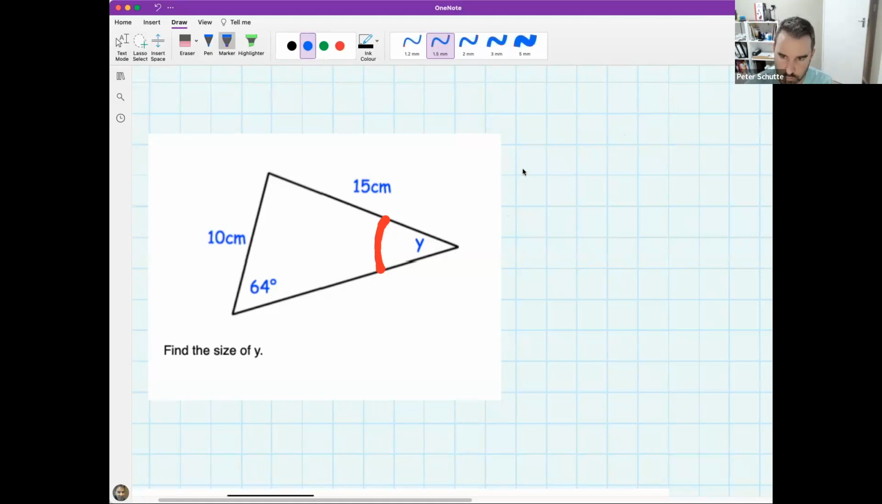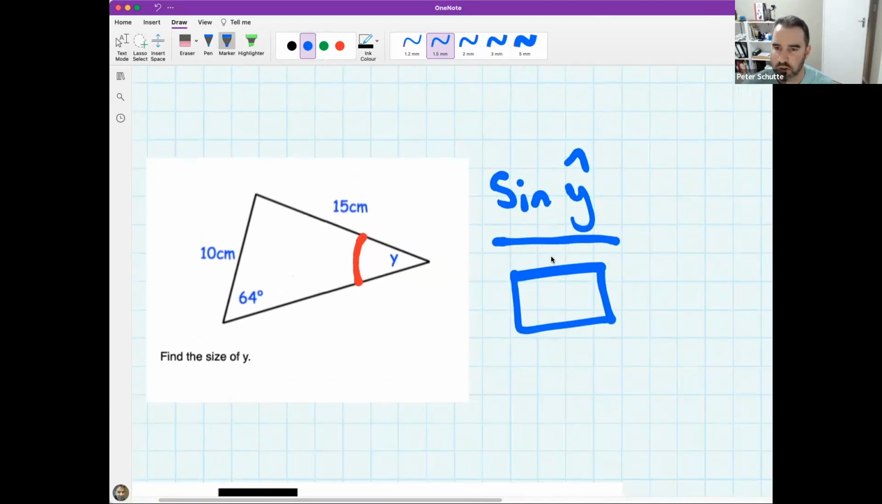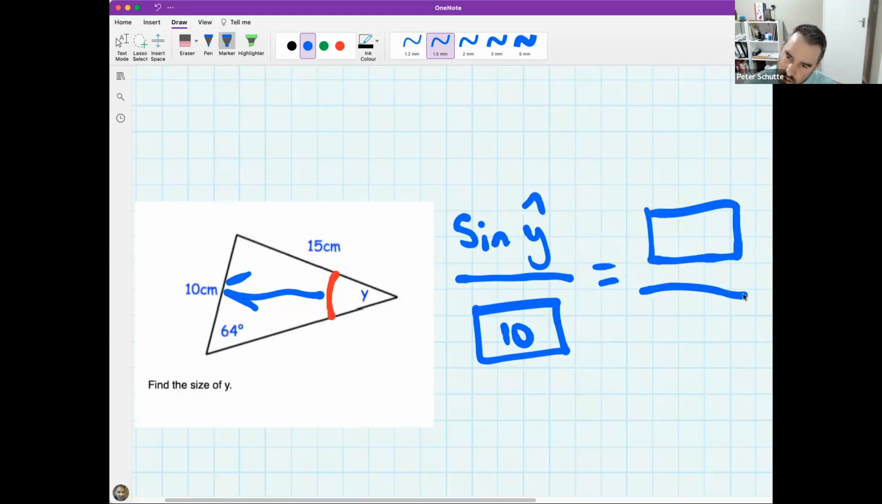So what are we going to do? Well, we'll start by writing the sine of the angle that I want to know. What do you think I'm going to write below that? So tell me in the chat, what do you think is going to go below that? So it's going to be the side that is opposite. So that's going to be 10. Now, what do you think is going to be written on the other side? That's what I want to know.